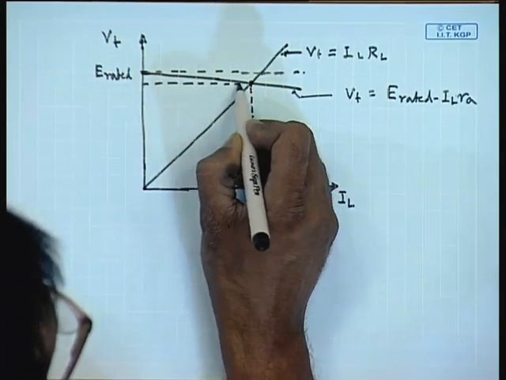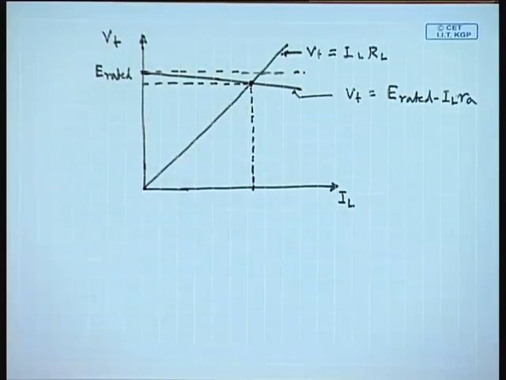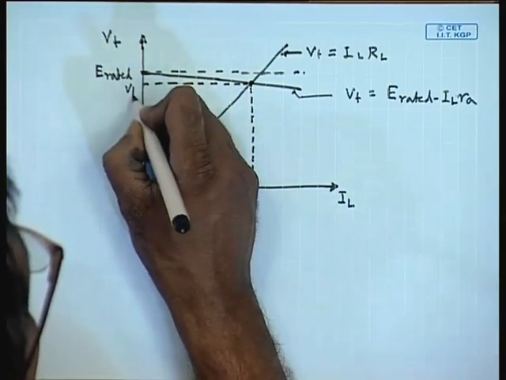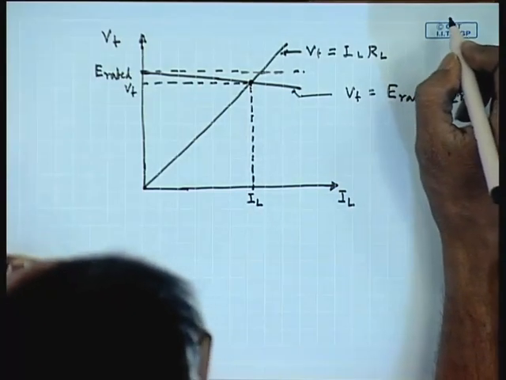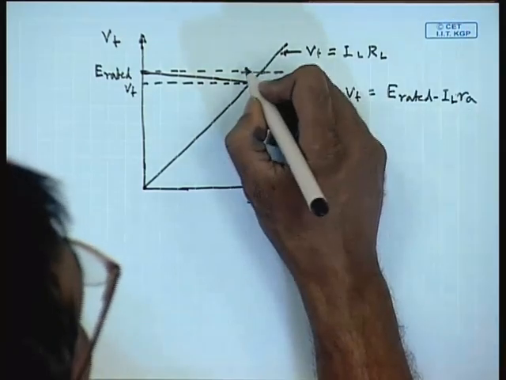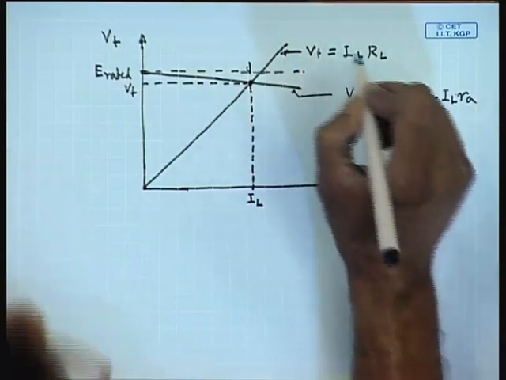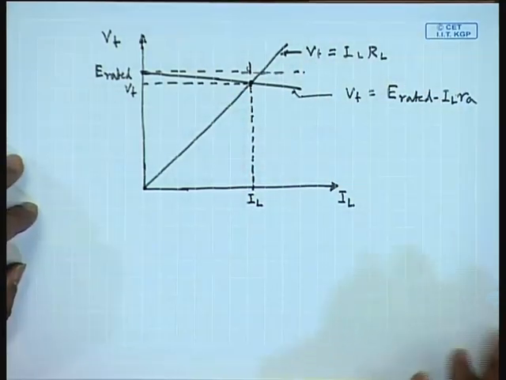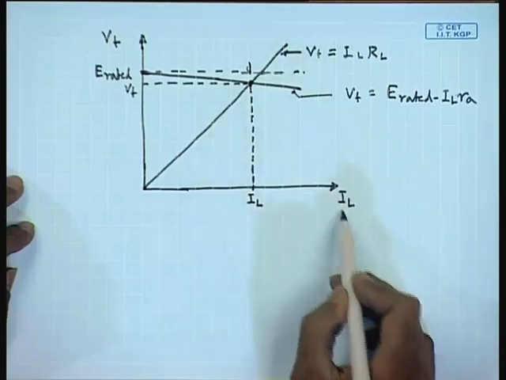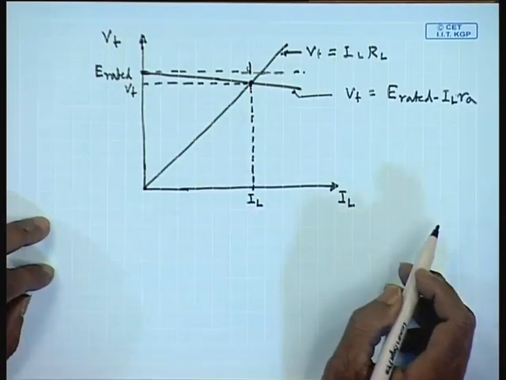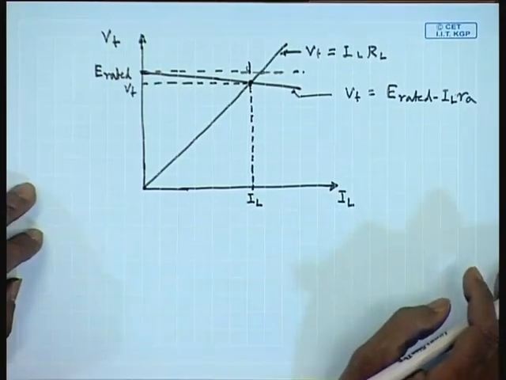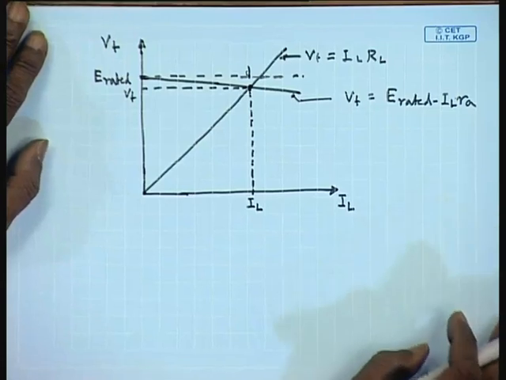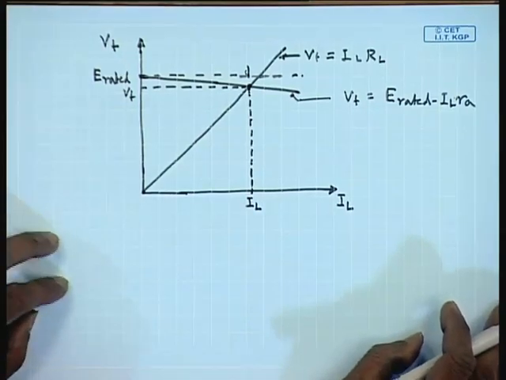This is the operating V t and this is the I L, and this is the drop due to armature resistance. The characteristics of V t versus I L is called the output characteristics or the external characteristics of the generator. However, this simple model neglects the effect of armature reaction.